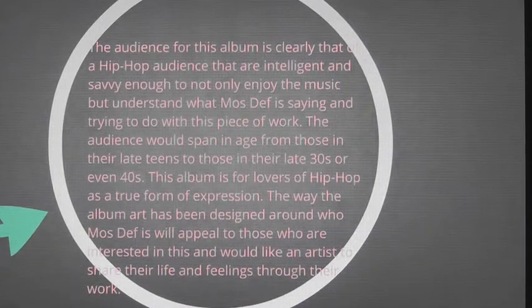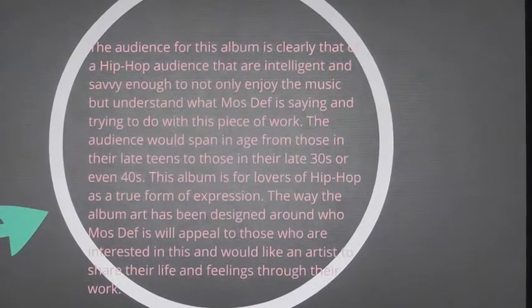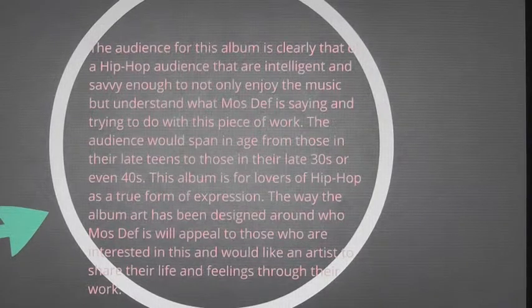And they see like the true form of expression and the way that the album art has been designed around who Mos Def really is and how personal it is to him. It's not just music to him at all. This means it will appeal to those who are interested in that sort of thing and interested in more deep music, and want to support someone who shares their life with them, not just their songs.